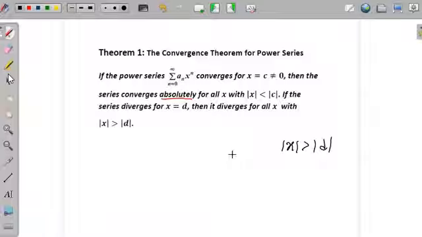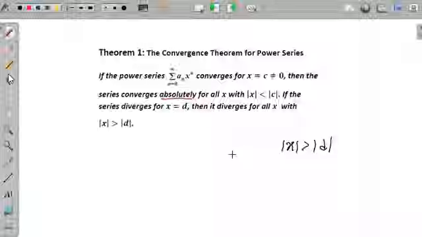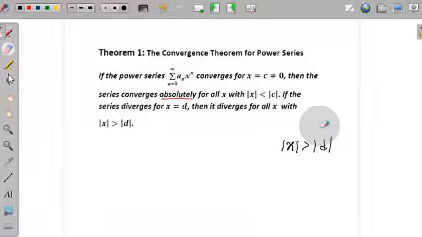Before and after that particular number we can say that it is divergent. It's like that. Okay. So this is what the convergence theorem for power series says.